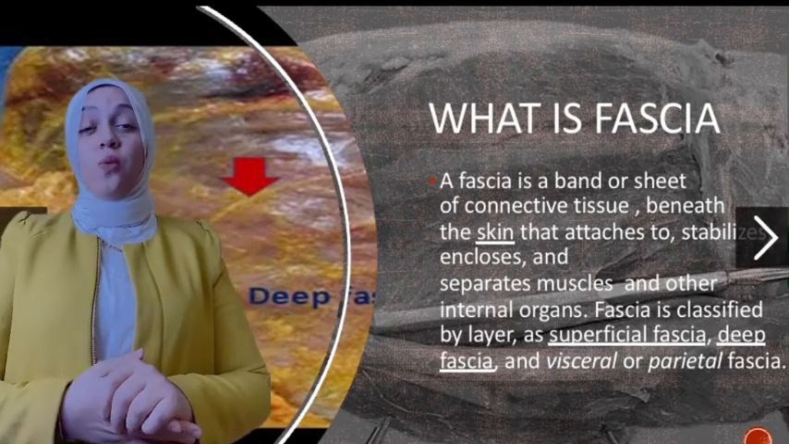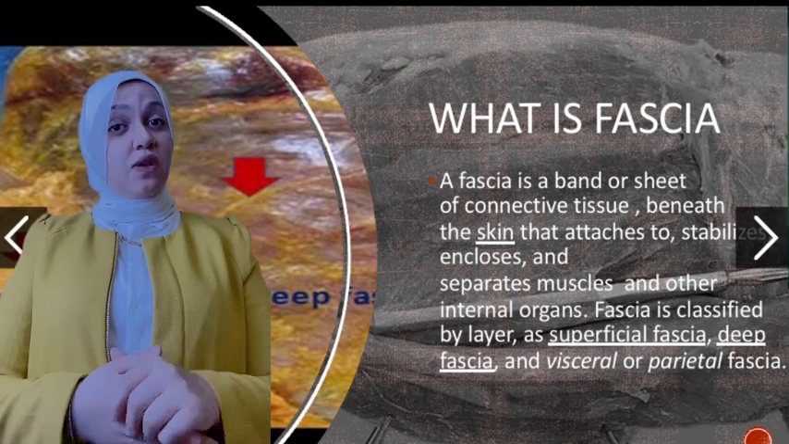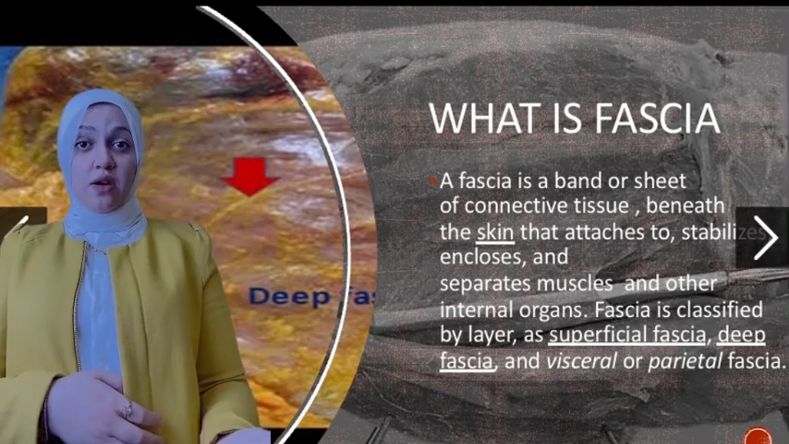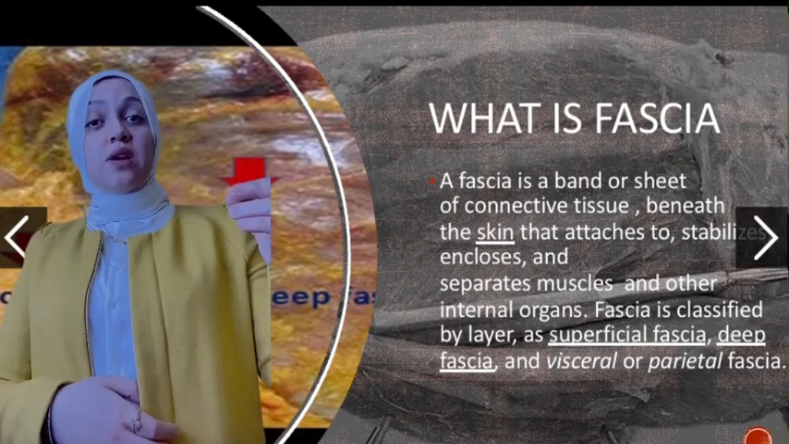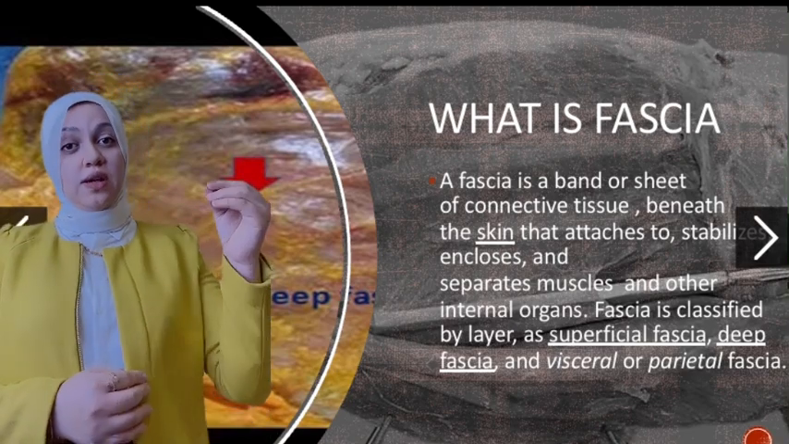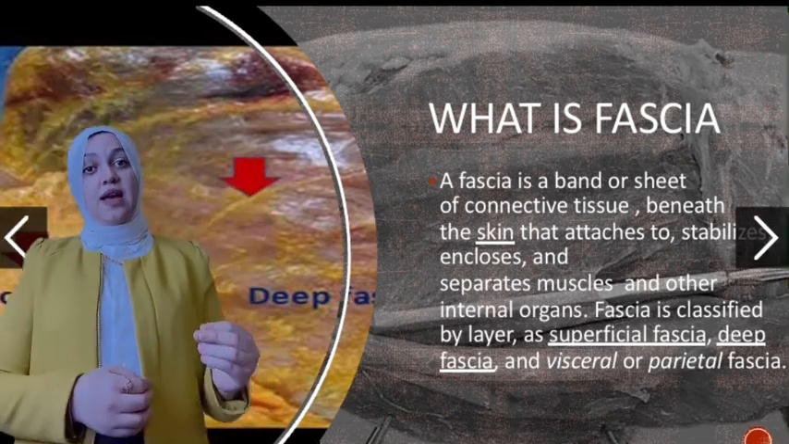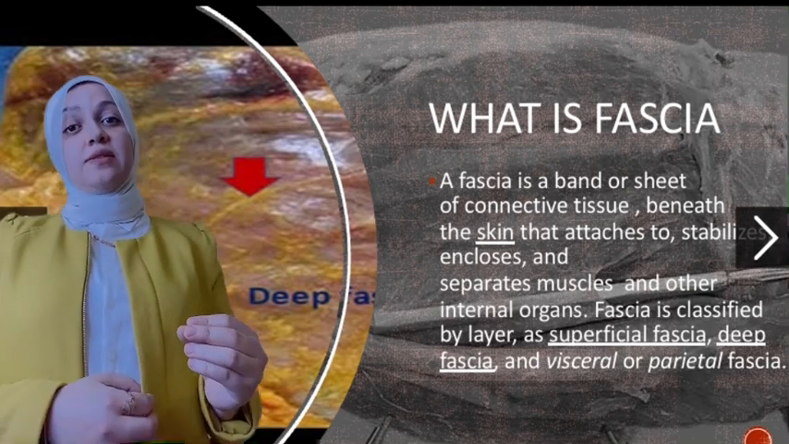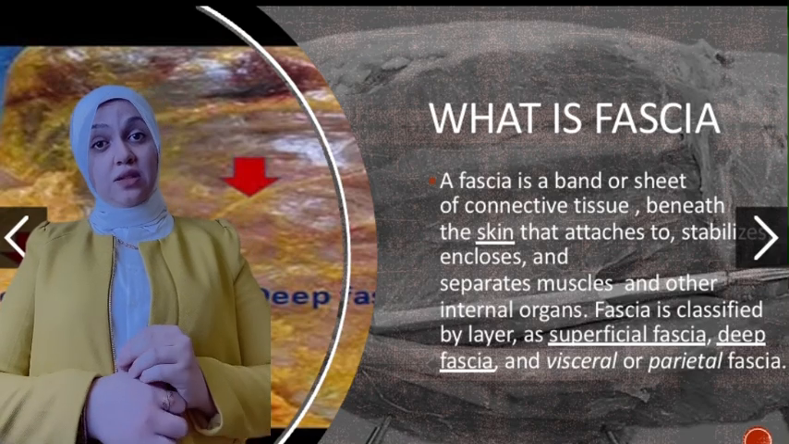Now, where is it found? It's obviously found everywhere in the body as it connects tissues or organs together. So we need to classify fascia to know where exactly every type is, and what the functions of these types are.